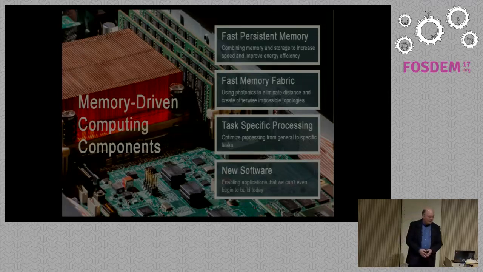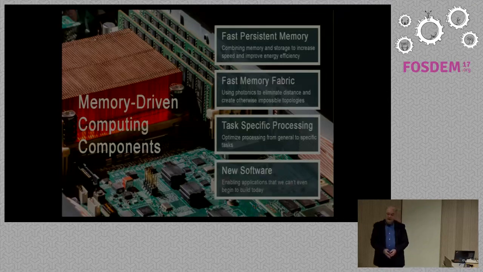You need a fast memory fabric. Right now, the only way that the CPU can talk to memory is through its DDR bus. Right? That really limits how much memory a single CPU can talk to. By replacing the memory interconnect in your system, you can dramatically increase the scope of memory that you can attach to your computer.